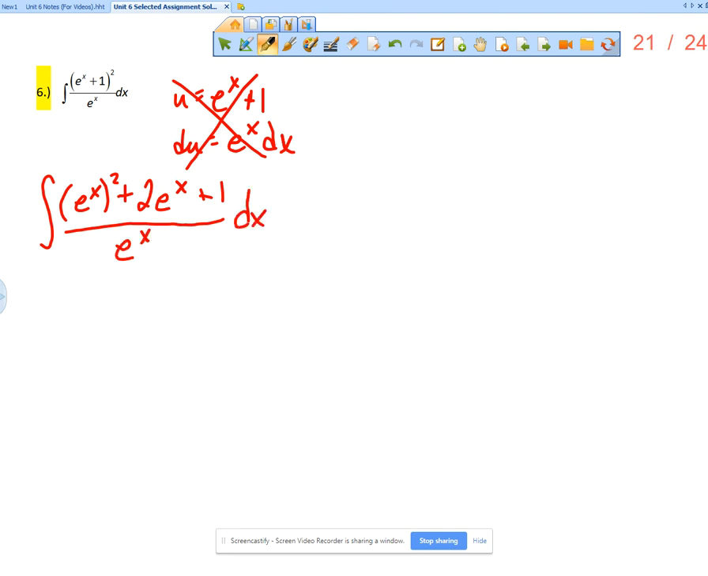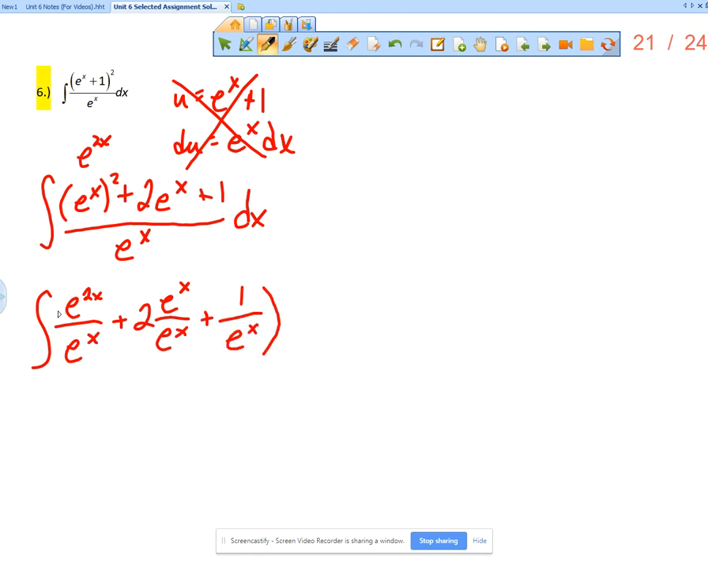All right, now, another important thing to remember is if I have (e^x)^2, that's actually e^x times e^x, which is e^(2x). So I can rewrite that as e^(2x). Once again, I cannot use a u substitution. So now I'm going to split it up into 3 separate fractions. So e^(2x) over e^x plus 2e^x over e^x plus 1 over e^x.